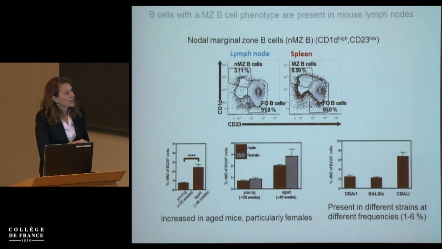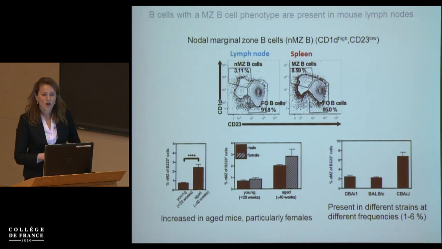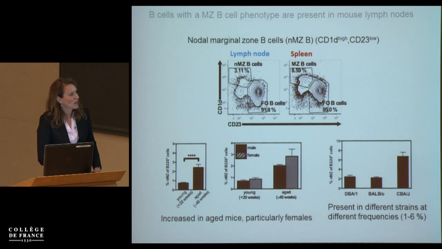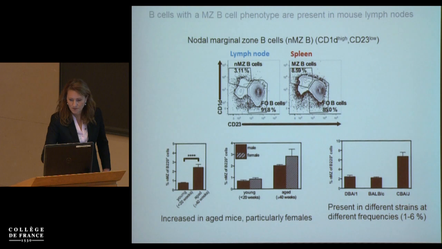Actually, we saw that it was particularly the females that had this increased population of marginal zone B cells in the lymph node. And of course, here again, we wanted to make sure that this was not just a feature of this DBA1 strain. We also found them in the BALB/c and the CBA strains. So they are present in different strains at different frequencies, from 1 to 6% of the B cell population in the lymph node. We call these nodal marginal zone B cells.